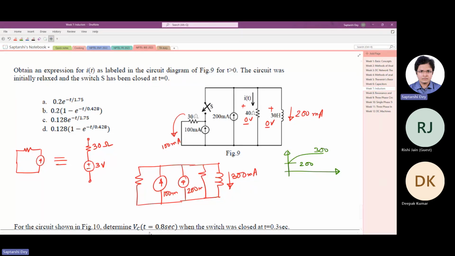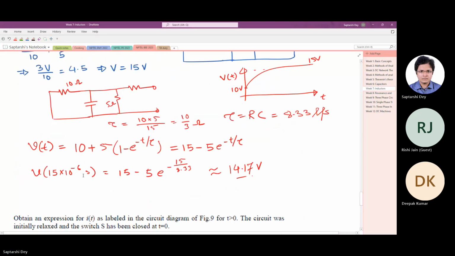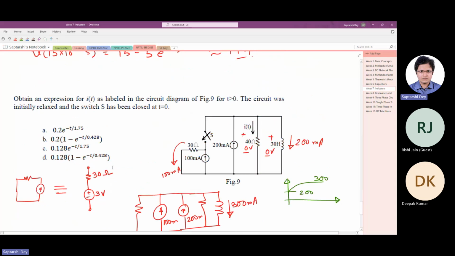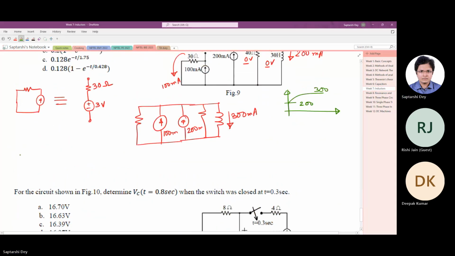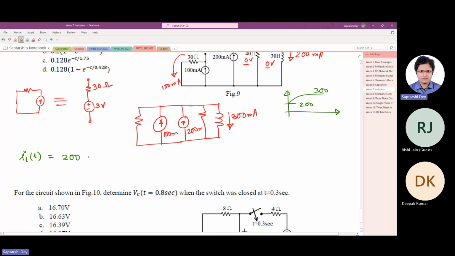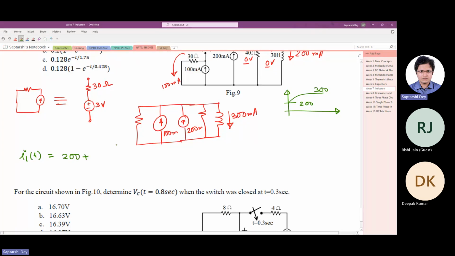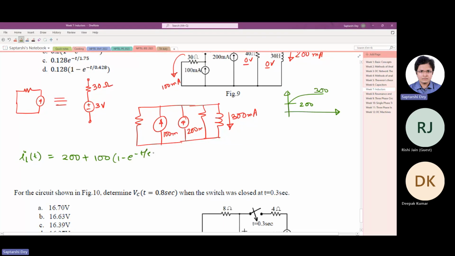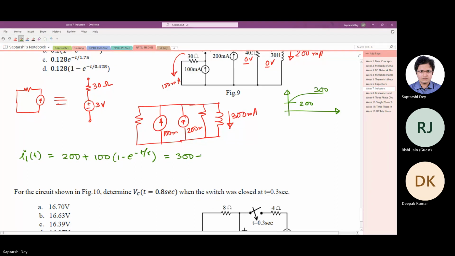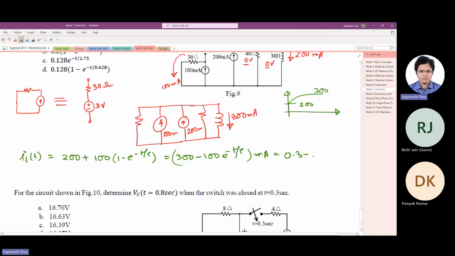Now we can write the inductor current equation like the same. It's initial plus final minus initial. So inductor current IL will be 200 initial plus final minus initial, so 100, times 1 minus e to the power minus t by tau. I think we could have simplified that. So it becomes 300 minus 100 e to the power minus t by tau. All of them are milliampere. Okay, let me make it simple so that we do not make a mistake later.